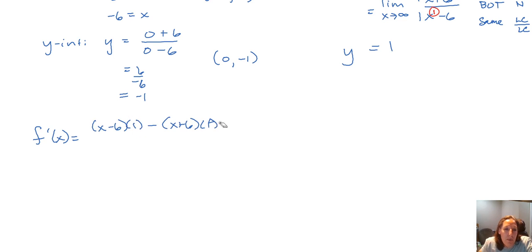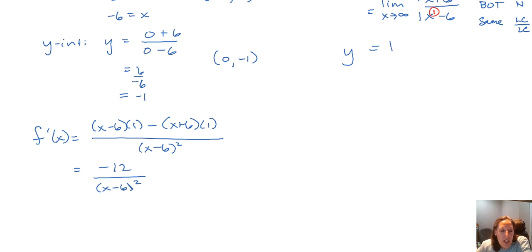Derivative on both the top and bottom there is equal to 1, all over the bottom squared. So if we distribute that negative, multiplying by 1 isn't doing anything. We're going to get x minus 6 minus x minus 6, and that's going to simplify to just negative 12 in the numerator. And then we still have x minus 6, quantity squared, in the denominator.